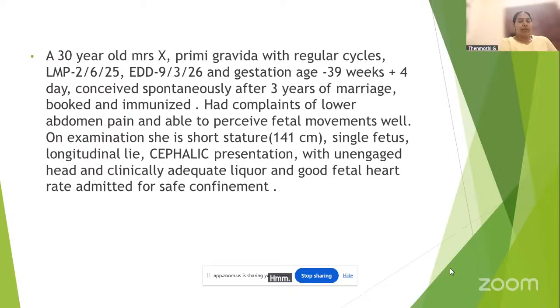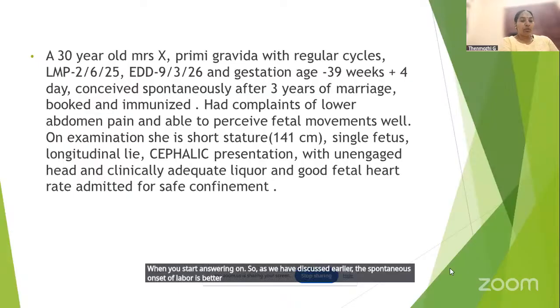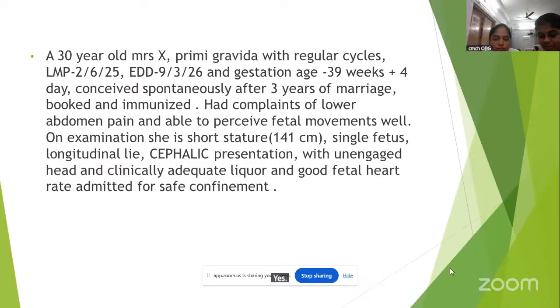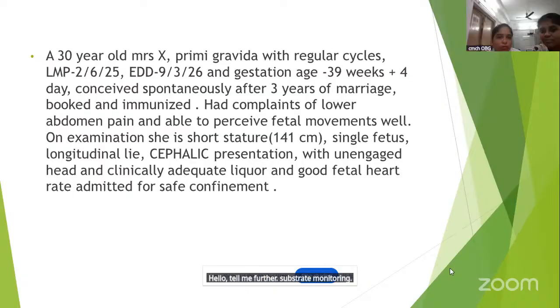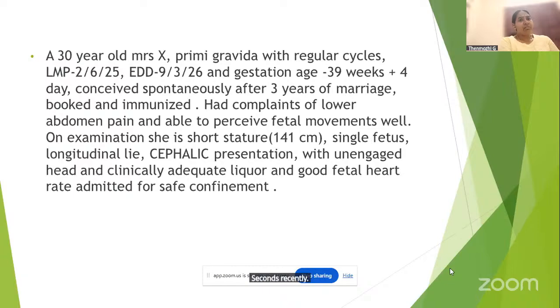So first stage, and when you do an ARM, when you start syntocinon. As we have discussed earlier, the spontaneous onset of labor is better for the outcome of the delivery, normal vaginal delivery. Yes, ma'am. Tell me further, first stage monitoring. Second stage, ma'am. First stage. When you do ARM, artificial rupture of membranes.